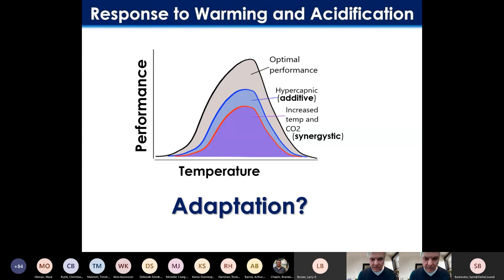But then the question becomes, is there scope for evolutionary adaptation? So can animals cope with it? Can they do better in the future? Next.